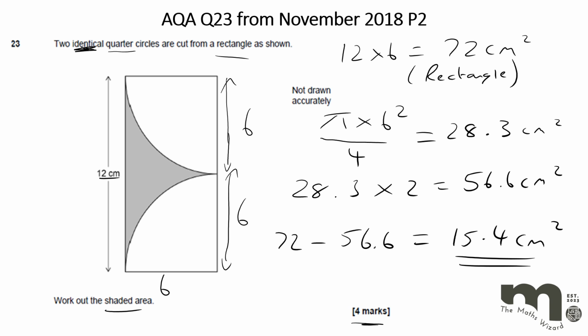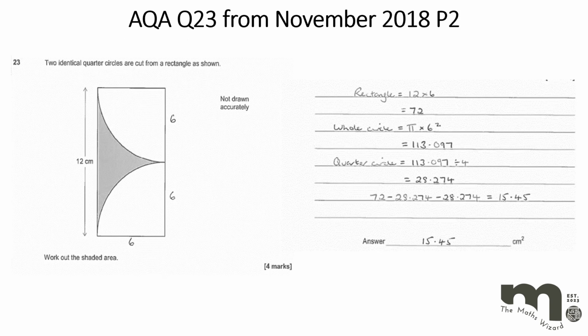Now the example I'm going to show you now from the awarding body, AQA, they've done it to 2 decimal places, so you will see a slightly different answer when you look at this. And there you go. So the AQA worked solution, they've done it exactly the same way as me. It's just that they've done their area of the quarter circle to 2 decimal places. On this question, either way, you would get the right answer. If you've got 15.4 or 15.45, both of those would be considered correct.